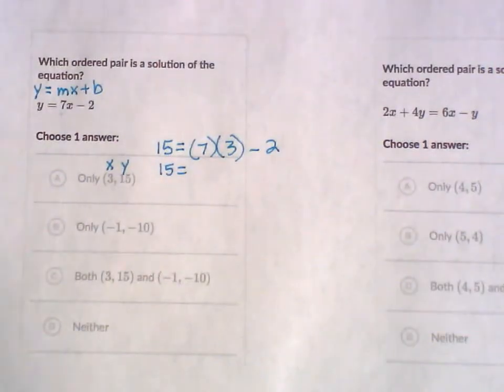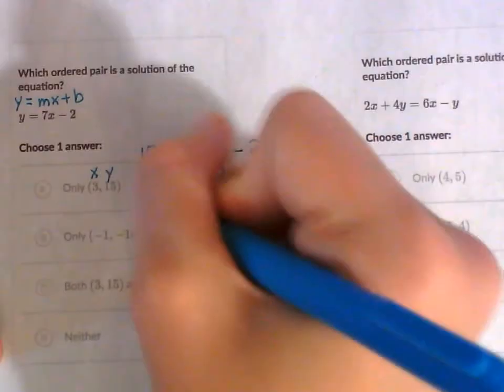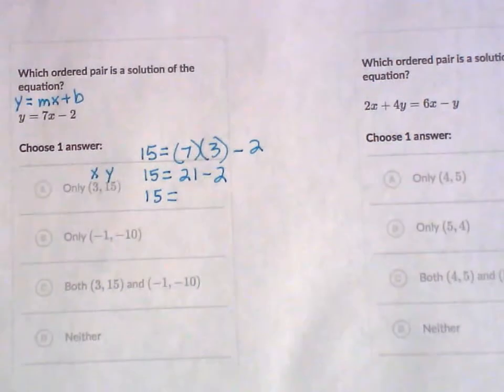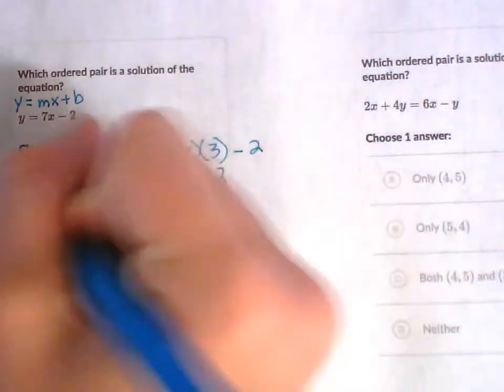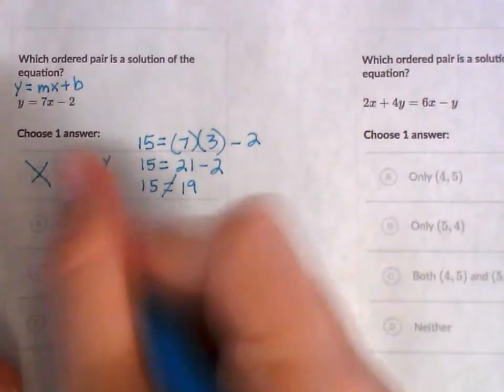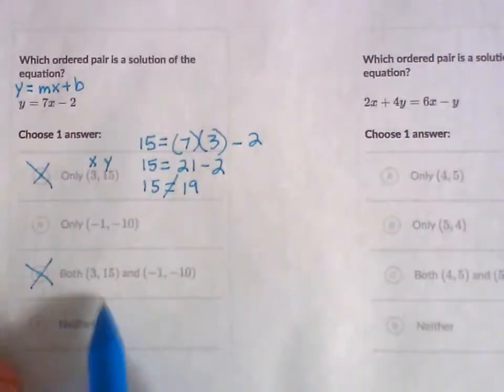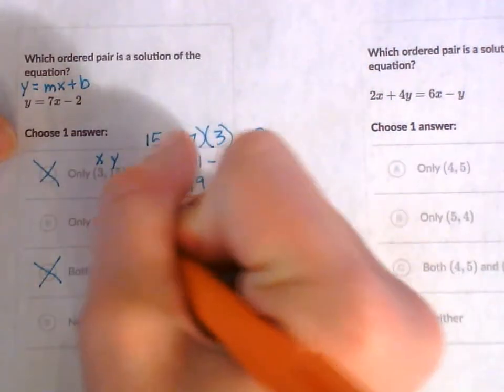15 equals, so what's 7 times 3? 21 minus 2. What's 21 minus 2? 19. No, it does not. So that is not correct. Okay, let's try the next one. So we already know it's not A and it's not C, because C says both of them. So (-1, -10).